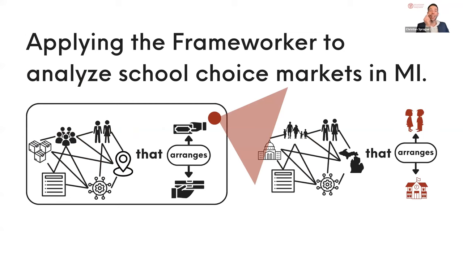Okay. So what I'm going to show now is how I applied, using the frameworker, that whole part one and part two to analyze, to view school choice markets in Michigan as these socio-technical systems that arrange enrollment opportunities, right? Not necessarily commercial exchange in that traditional sense, but enrollment opportunities.